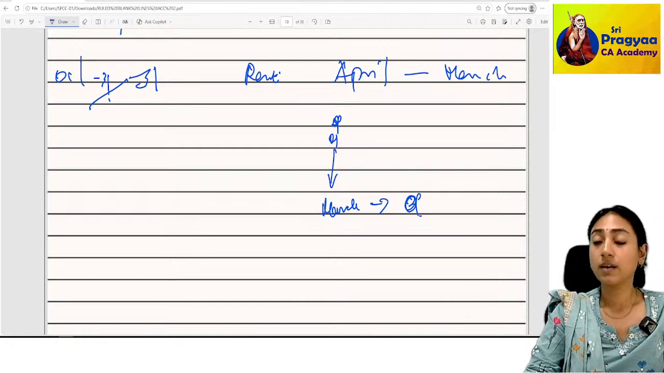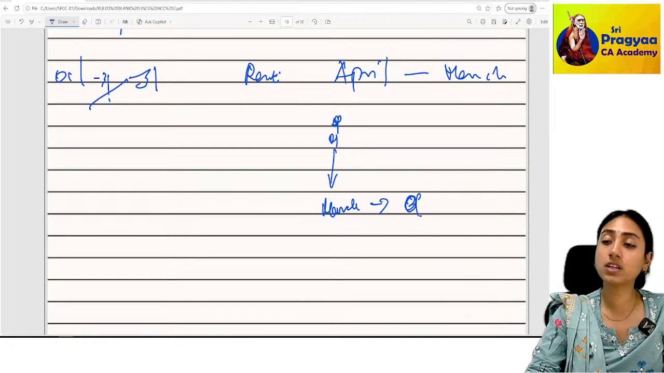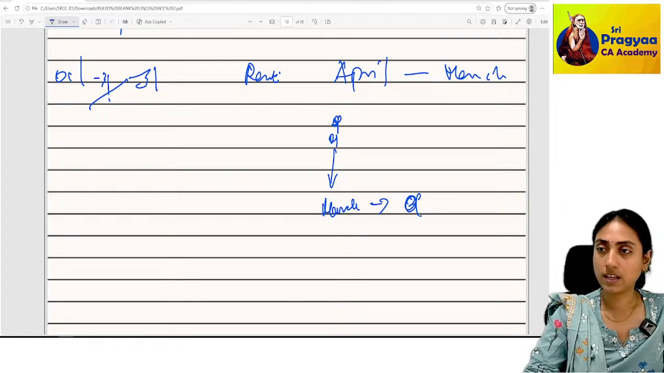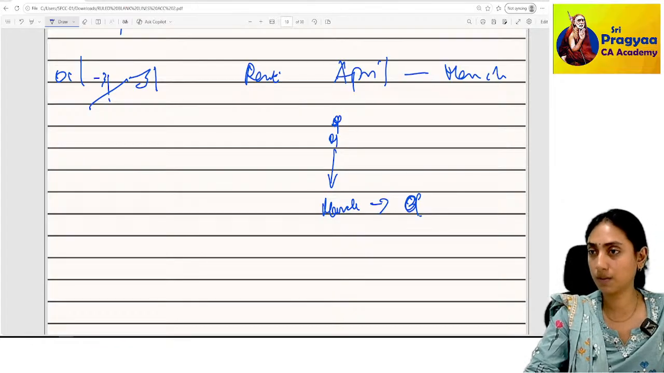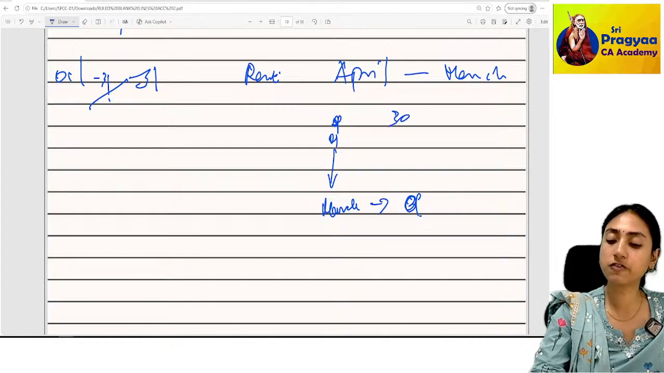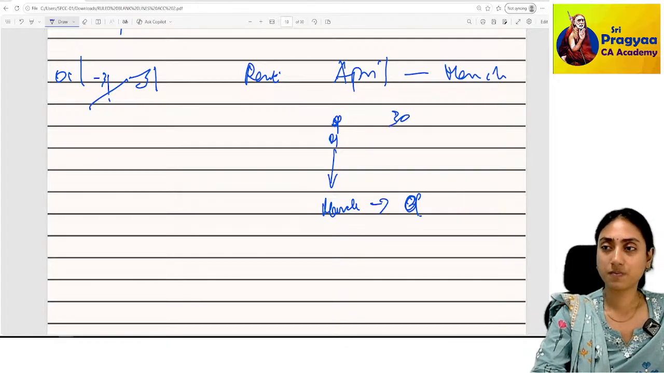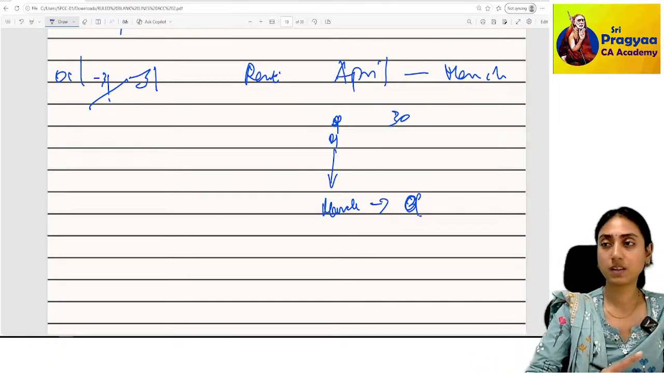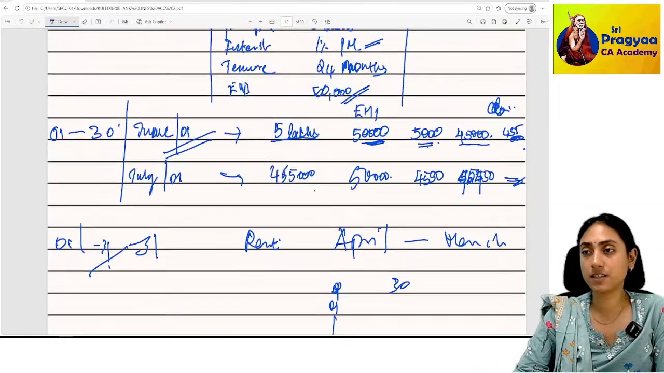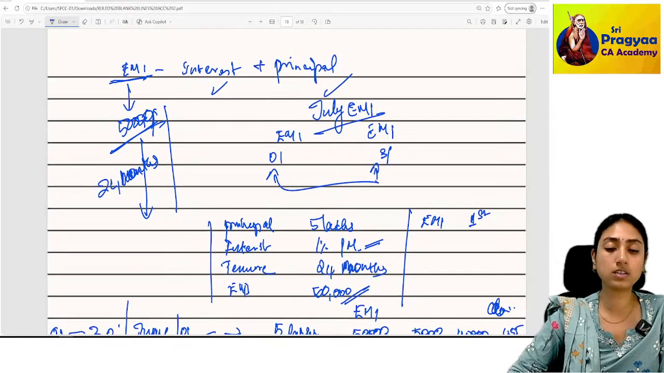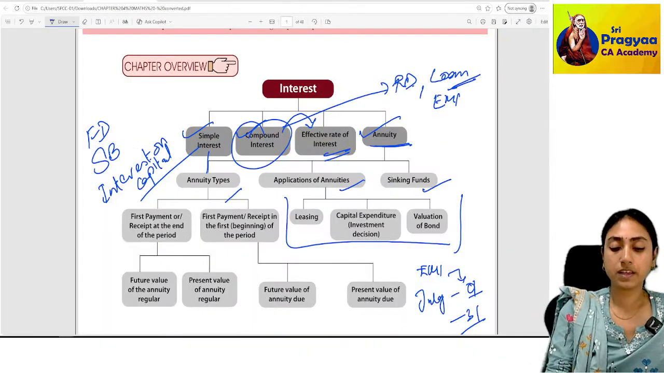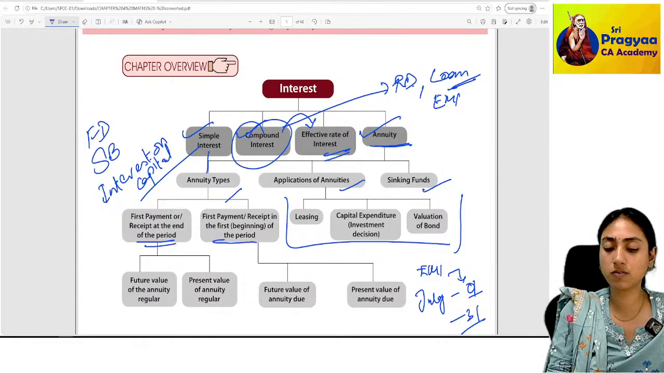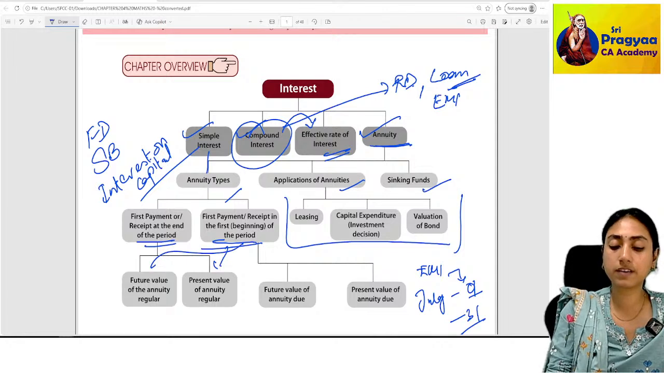Correct? But whereas when I do on the 30th or 31st of the month, my entire thing will shift by 30 days. Correct? Thereby, my interest will also shift by 30 days. This is where it makes a difference. Okay. So that whole concept you will read here. First payment or receipt at the end of the period, at the beginning of the period. Okay. இதோட future value and present value.